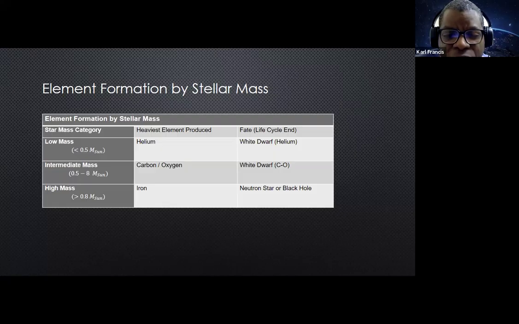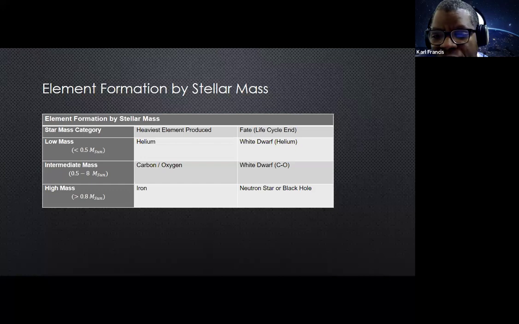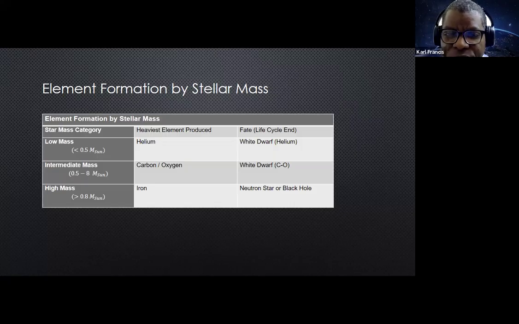Okay. And the high mass stars, those are the ones that are greater than 0.8 times the mass of the sun. For those, the heaviest element they can produce is iron. And what happens to those stars when they die? Two things. First of all, they die a lot quicker, because the larger they are, the faster their burn through rate of all the material inside. And when they do die, there's so much force pushing in that you either get a neutron star or a black hole. Okay. So I hope that really tied things together, guys.